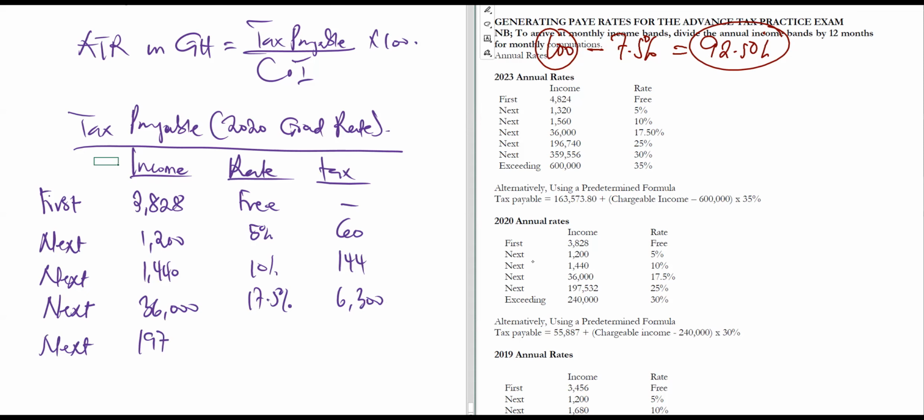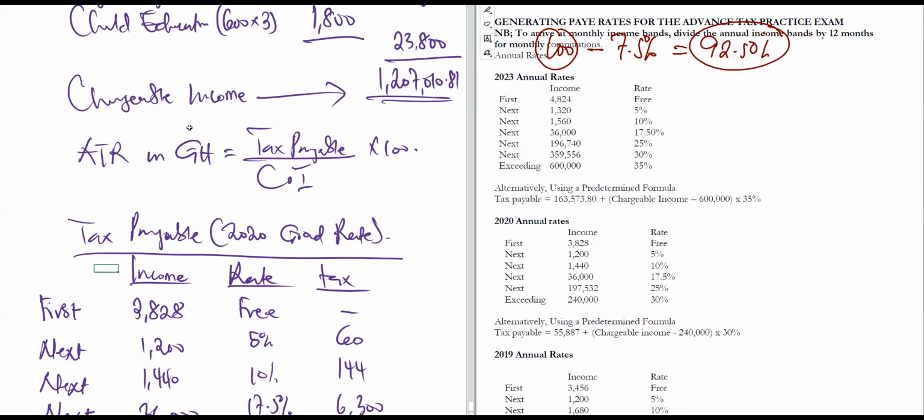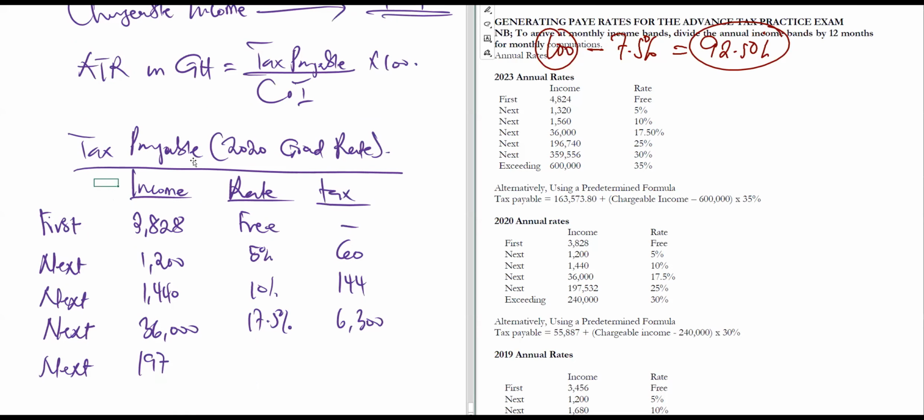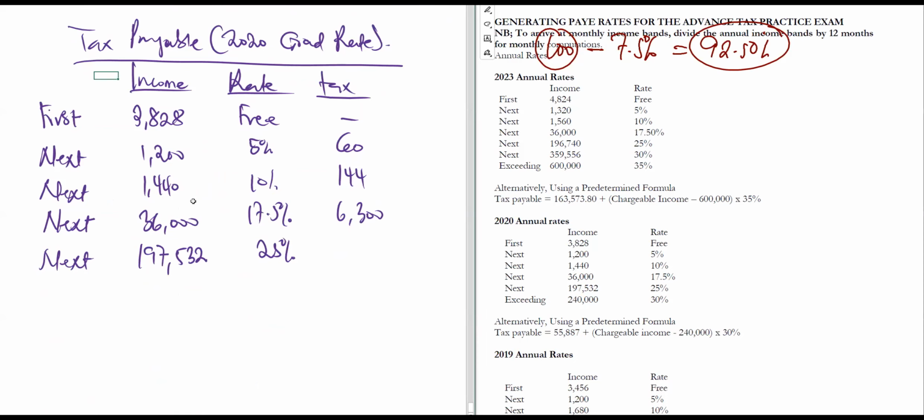The next, the income would be up to 1 million. 197,532, right? At 25%, that gives us what? 49,383.